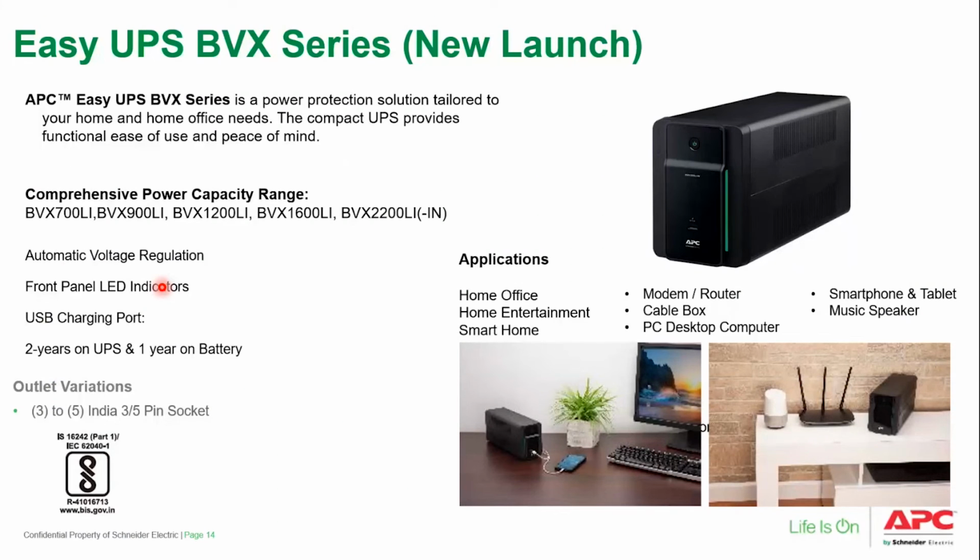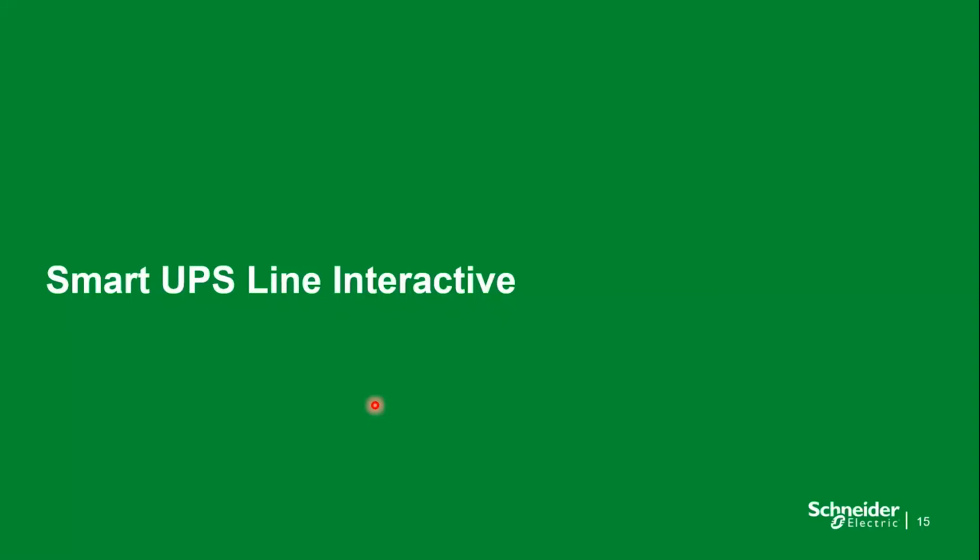This is the last, the BVX series. We have five models in it: 700, 900, 1200, 1600, and 2.2 kVA. The 1.2 and 1.6 kVA models are not for channel business. Otherwise, all these three models, 700, 900, and 2.2 kVA, are for channel business. They have the same backup offline and line topology, and are for the basic requirements of home, office, and entertainment applications: modem, router, PC, desktop, smartphone, music speakers, etc.